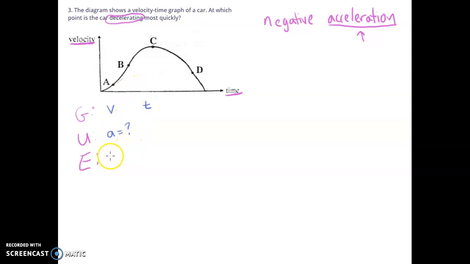The reason I didn't write any numbers here is because at point A, we would put in our numbers for point A. At point B, we could put in our numbers, and so on and so forth. We could do it at point C and we could do it at point D. And what's our equation? Well, if we looked into our equation sheet, acceleration is velocity over time.